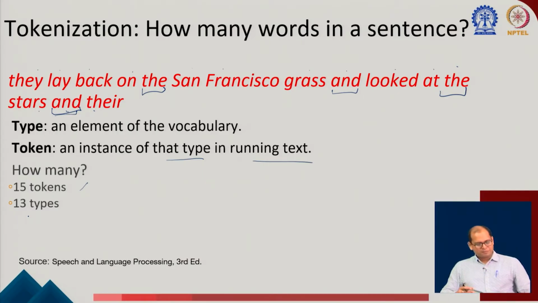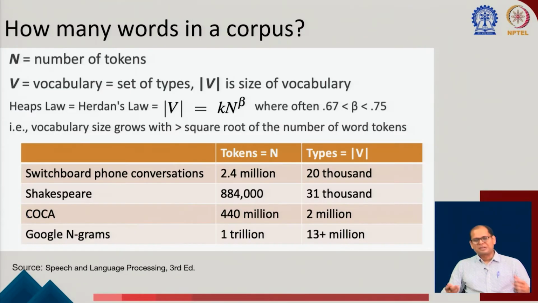So now, how does this vocabulary grow with the number of words in the corpus? We have talked about this earlier, like Heaps' Law, which defines how it changes. Let's say n denotes the number of tokens you have in a corpus, and V denotes the vocabulary, that is the number of types. So how does the size of the vocabulary change with the number of tokens?